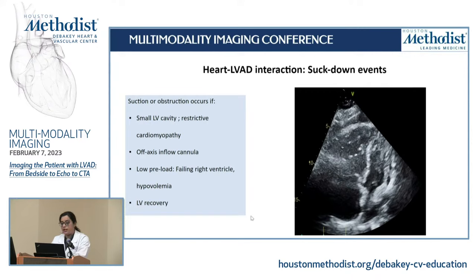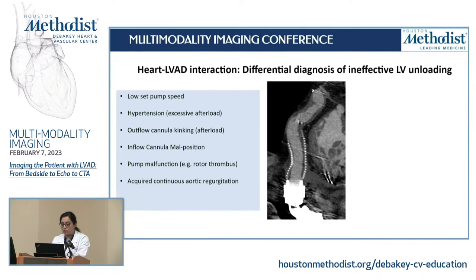And sometimes it also starts happening more when you have patients who have LV recovery. So if you have patients who have a lot of suck down events, you may want to look at their LV function, and make sure they're not having improvement in their RV function. What are some of the differential diagnoses of ineffective unloading? When the pump speed is set low, if they have excessive afterload, which is what I talked about earlier, if they have outflow kinking, where CT helps, since echo unfortunately doesn't give us a view of the outflow cannula, if they have inflow cannula malposition, or if there is something wrong with the pump and it malfunctions, which used to happen a lot with the older devices, not so much with the newer ones.